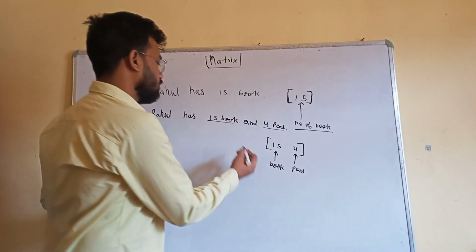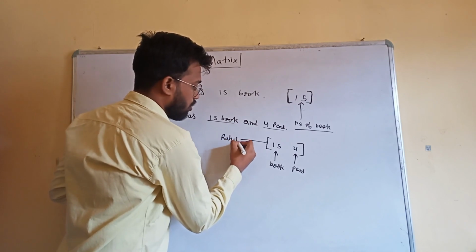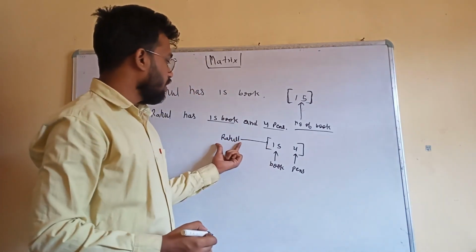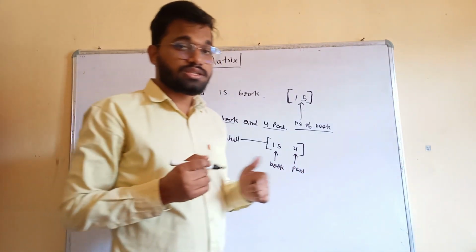How many books, on this horizontal line? This is Rahul. So how many books does Rahul have? 15 books. How many pens does Rahul have? 4 pens.